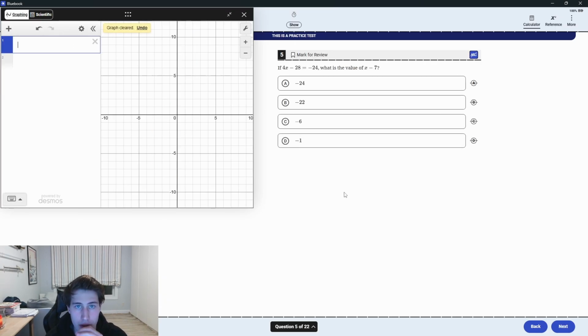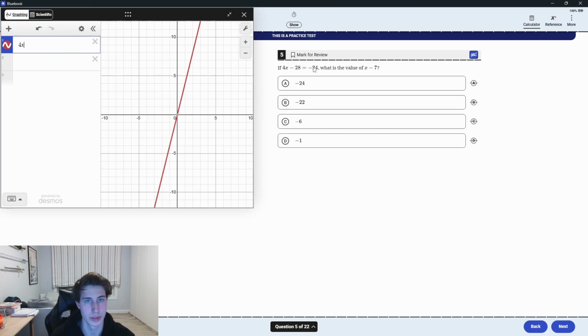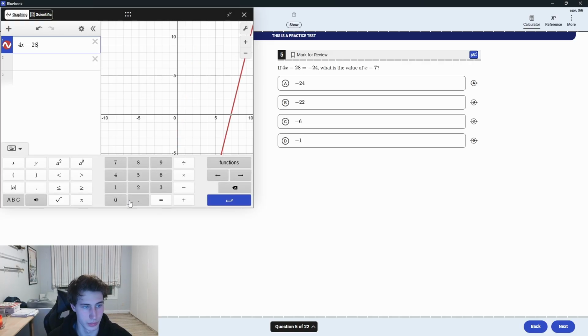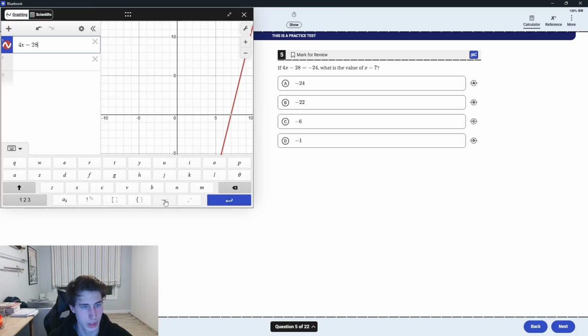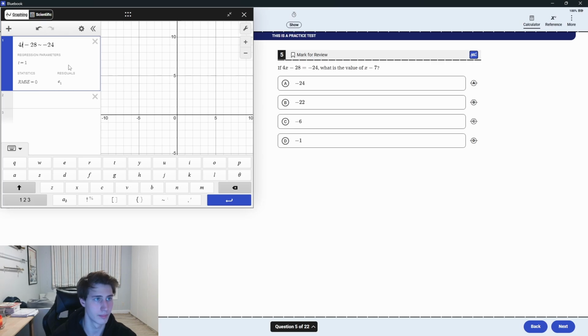Number 5, if 4x minus 28 equals negative 24, what is the value of x minus 7? So we can plug this into Desmos, and we can do a little cool trick called regression. So we use this keyboard, the ABC, and then you need this little squiggly line here. This is going to set something equal. So it's pretty much going to solve for a constant. So instead of using an equal sign, you use this regression symbol, and it solves for a constant.